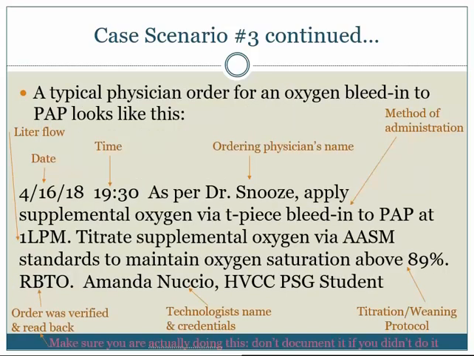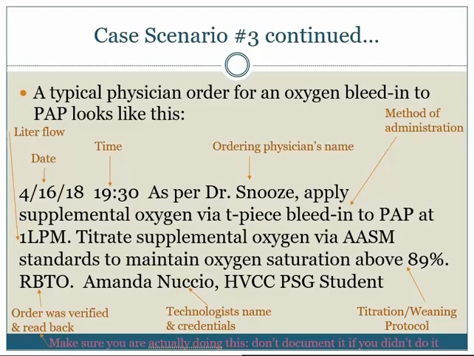Here's an example of what the physician order for an oxygen bleed-in would look like. You've got your date, your time, the physician's name, how you're applying it. So as per Dr. Snooze, apply supplemental oxygen via T-piece bleed-in to PAP at 1 liter per minute. Titrate supplemental oxygen via ASM standards to maintain an oxygen saturation above 89.